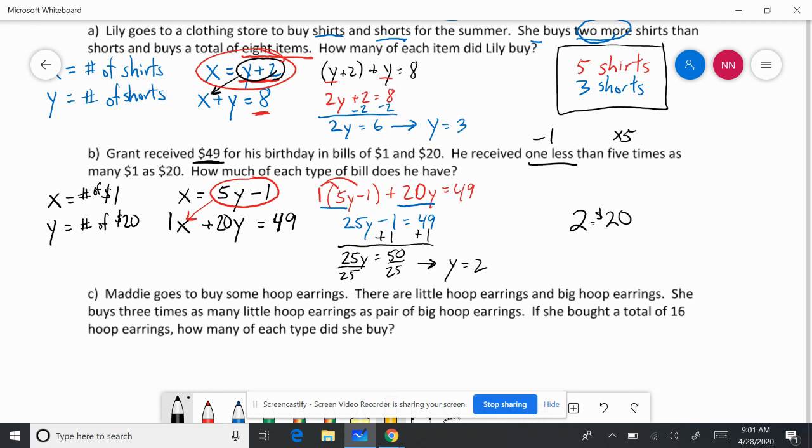Now what I need to do is figure out the number of $1 bills. Now remember, we used this equation right here. So if we're trying to find x, and we have 5 times 2 minus 1, that right there would be 10 minus 1, which is 9. So we have 9 $1 bills. Now, just to see if we're doing this correctly, it should total $49. We have two 20s, which is 40. We have 9 ones, which is 9. So that adds up to 49.